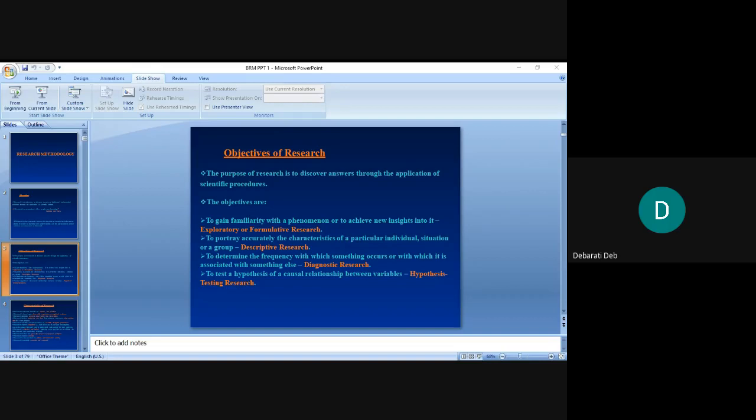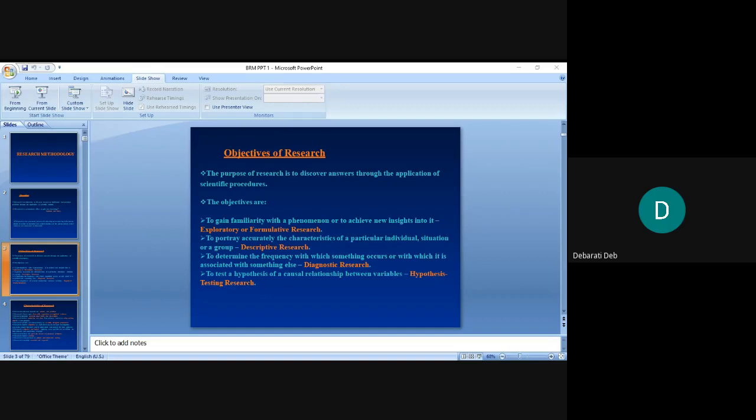So you have to first find two perfect things for which a relationship can be created, and only then can you follow diagnostic research in order to find out whether this particular thing is associated with the other thing or not. So that is diagnostic research, where the objective is to determine the frequency of occurrence of something and also the amount of relationship with which it is associated.